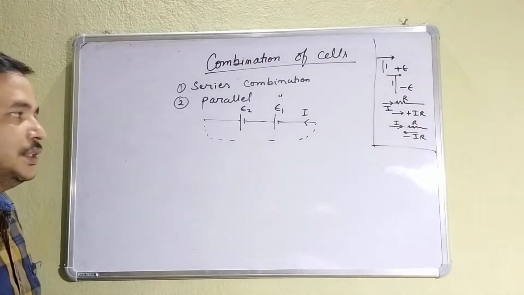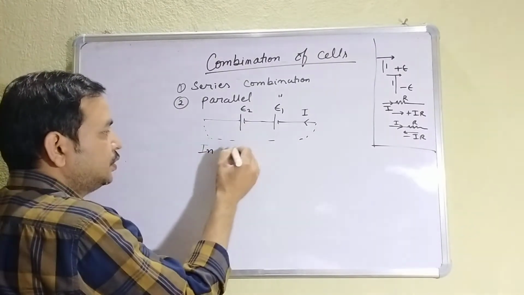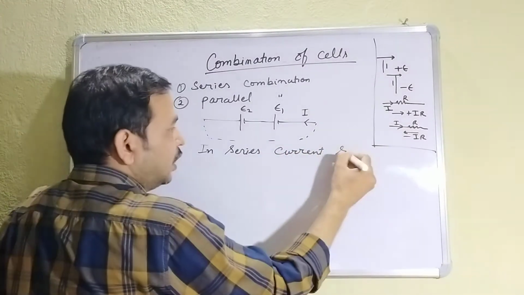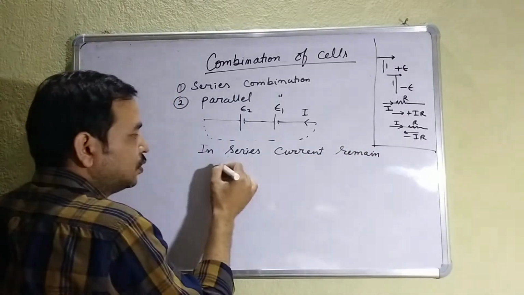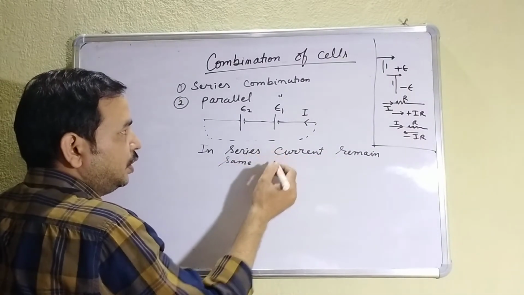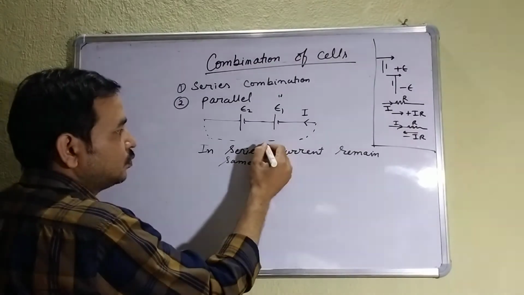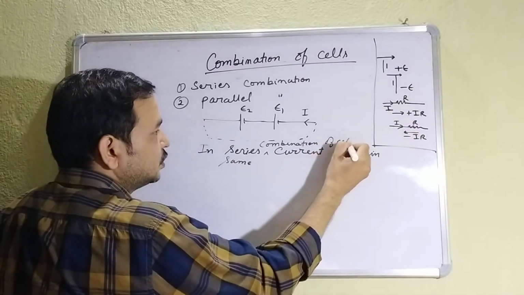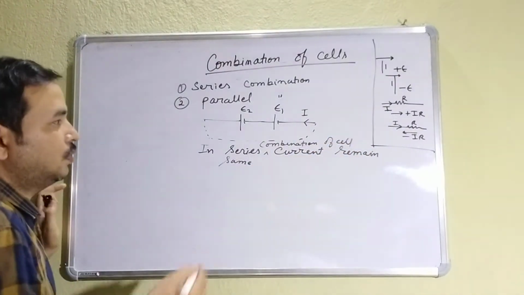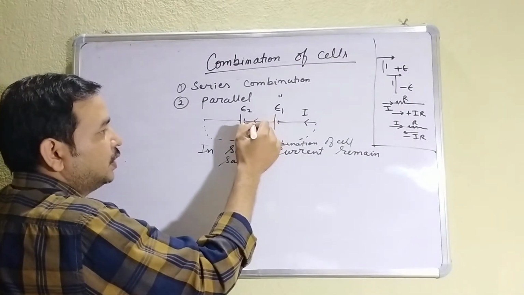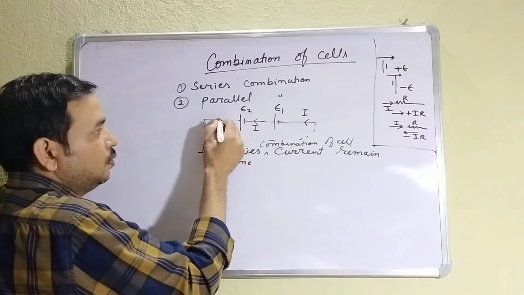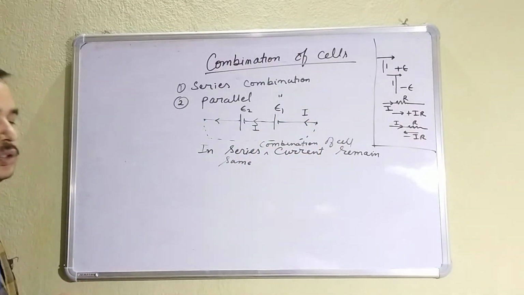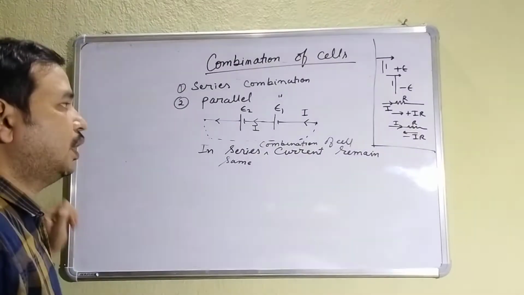Remember students that when cells are connected in series, current remains the same in the series combination of cells. So whatever current is flowing through E1 will pass through E2 and it will come here. You can see both cells are in a single branch. That we have also discussed, that in a branch current is the same. Okay.